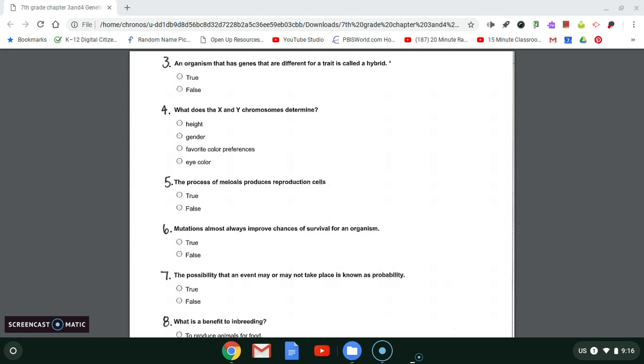Number 4. What does the X and Y chromosome determine? Height, gender, favorite color preference, or eye color? Number 5. The process of meiosis produces reproduction cells. True or false? Number 6. Mutations almost always improve chances of survival for an organism. True or false?